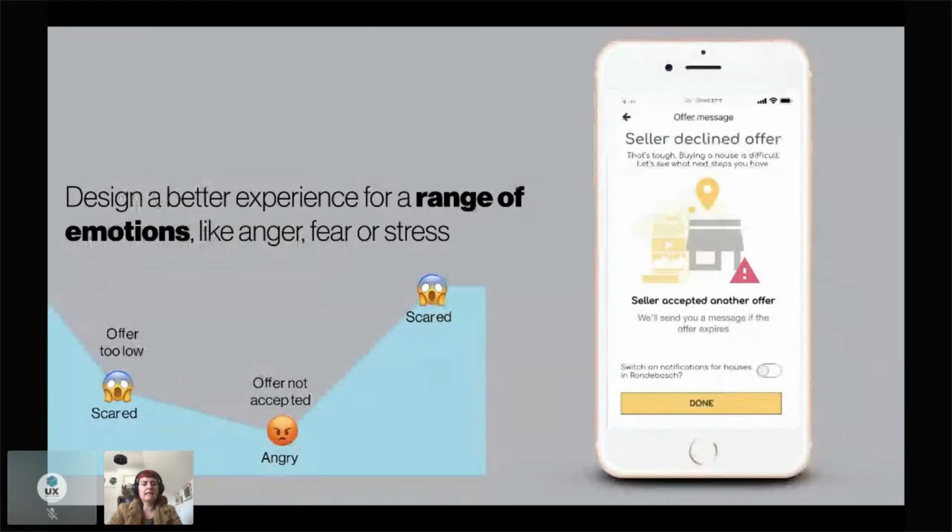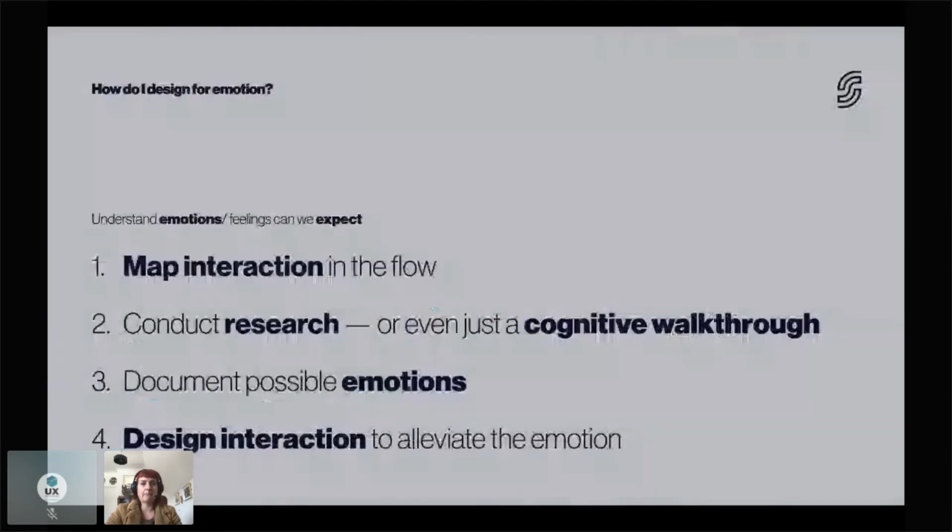But mostly, the message that I want to leave with people around this is how do we design better experiences for a range of emotions? And this is one of the mechanisms that I find helps me. So let's quickly break that down in a summary. How do we understand the emotions or the feelings that we can expect? We map the interaction in a flow.